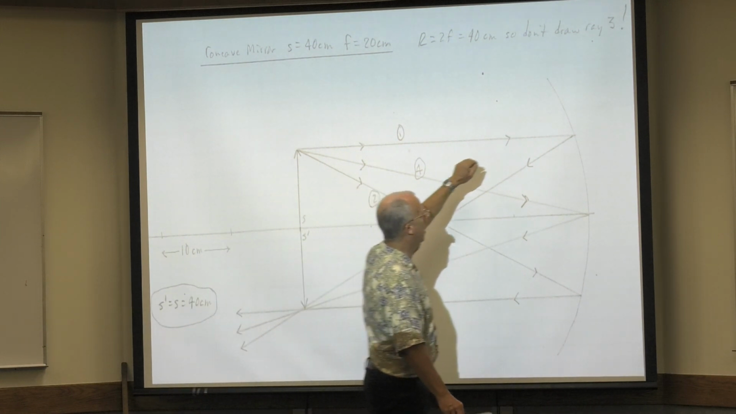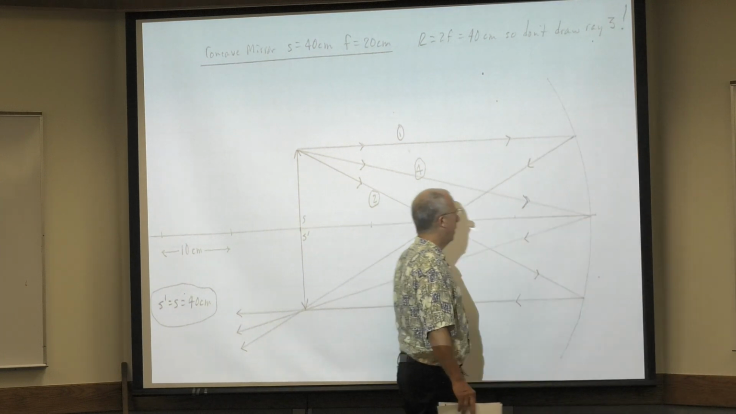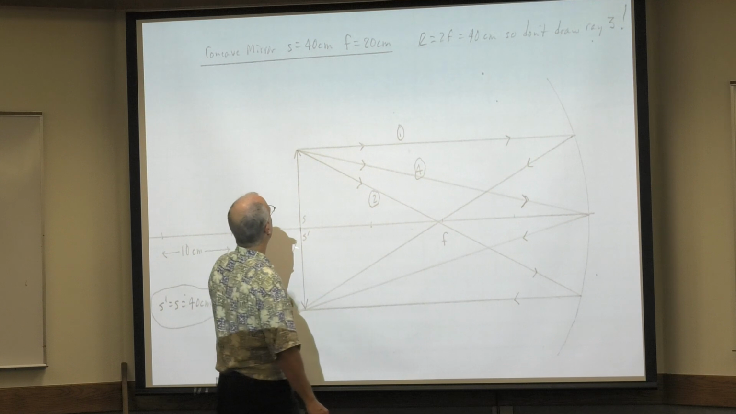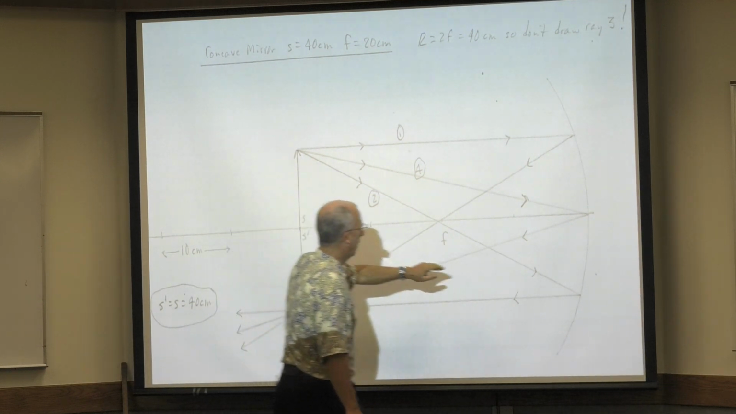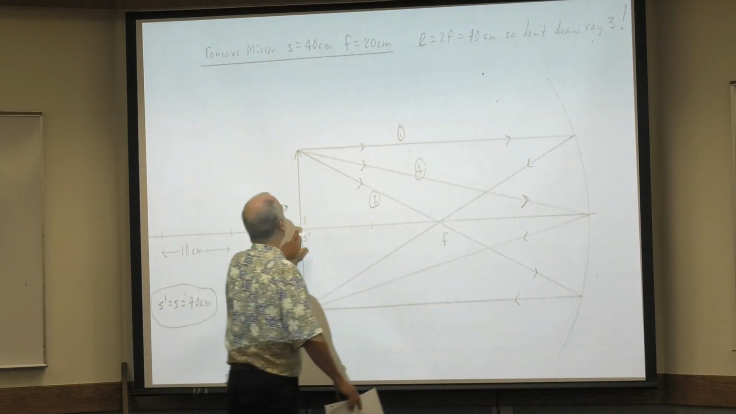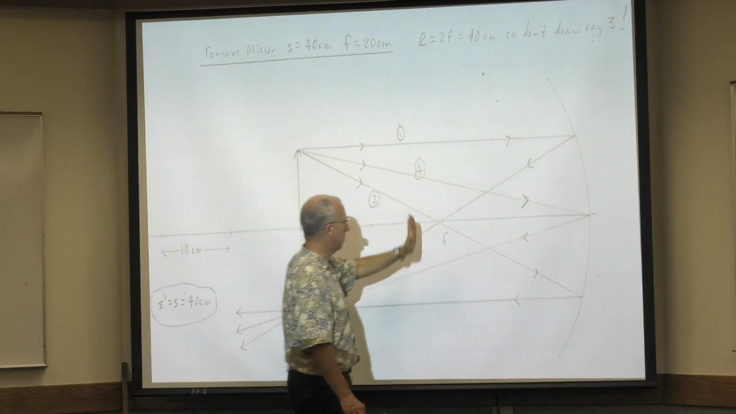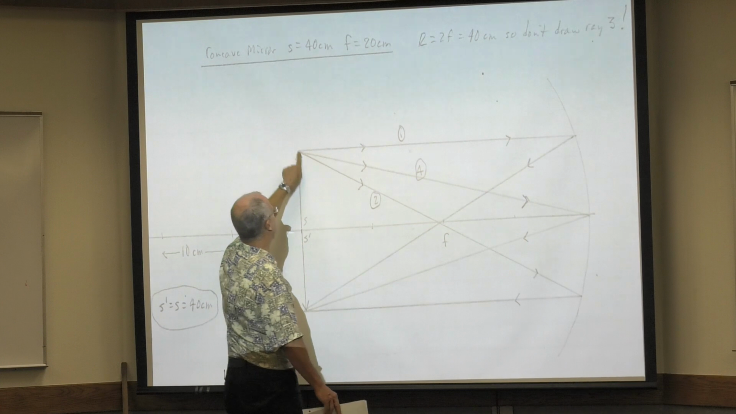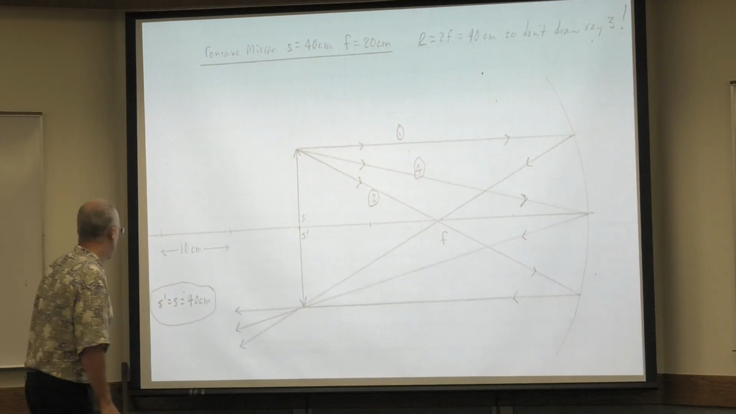All right, so here's the mirror, and here's, let's see, S is 40. So this is 40. And the focal length is 20. So I drew my mirror, I drew my focal point, and I drew my object. All right, ready? So here we go.